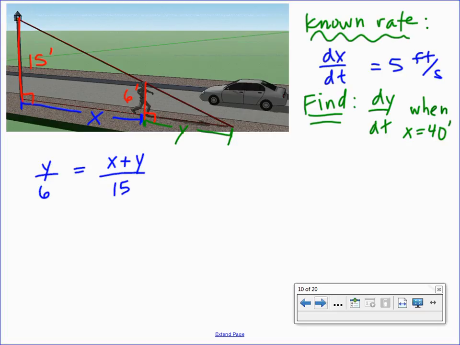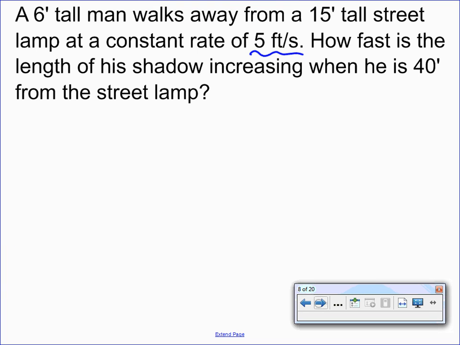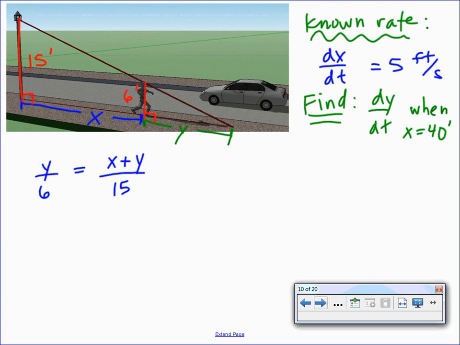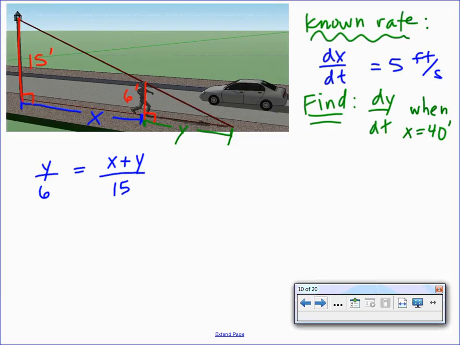Okay, now what do we want to do? Try to limit the variables in my formula to only those quantities that are changing. I think we've done that, right? Both x and y are changing. We need both x and y in my equation. We're going to differentiate both sides with respect to time, similar to implicit differentiation. However, it might be useful to rewrite this with a single y term, because every time we differentiate, we'll spit out dy dt. So while we're still here, I might multiply both sides by 15 and by 6 in order to clear the fractions.